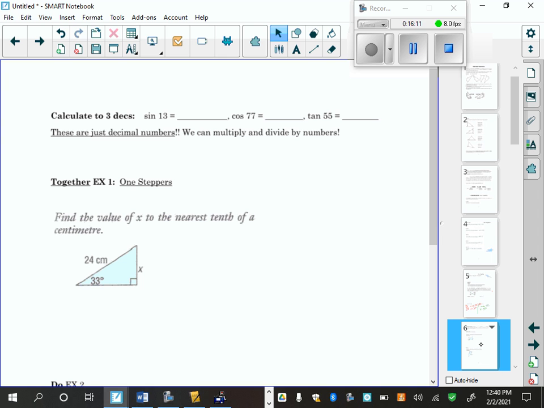AKA page 6. Fill in the blanks, read it, and once you've done that, just write down the formula right there that we're going to use to solve these triangles, or find x, I should say. All triangles. Alright, so calculate those with the calculator. There's 3 decimals.